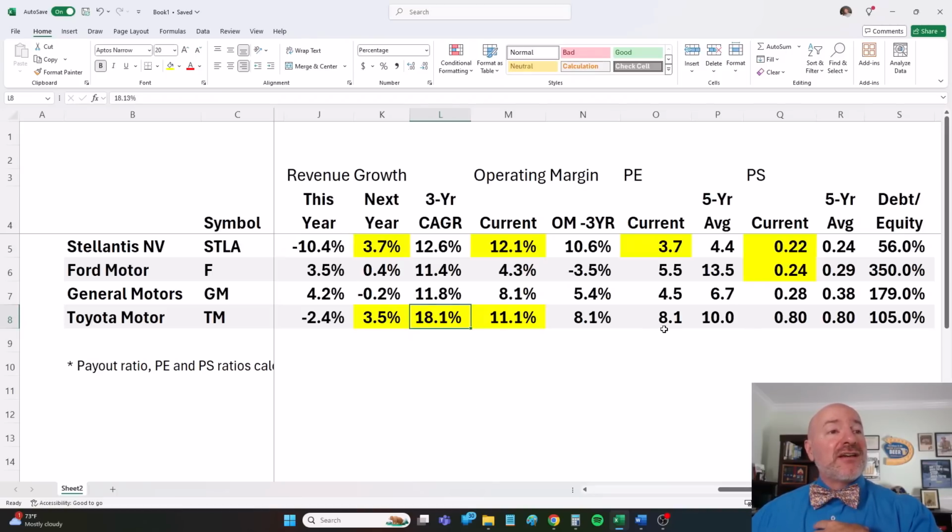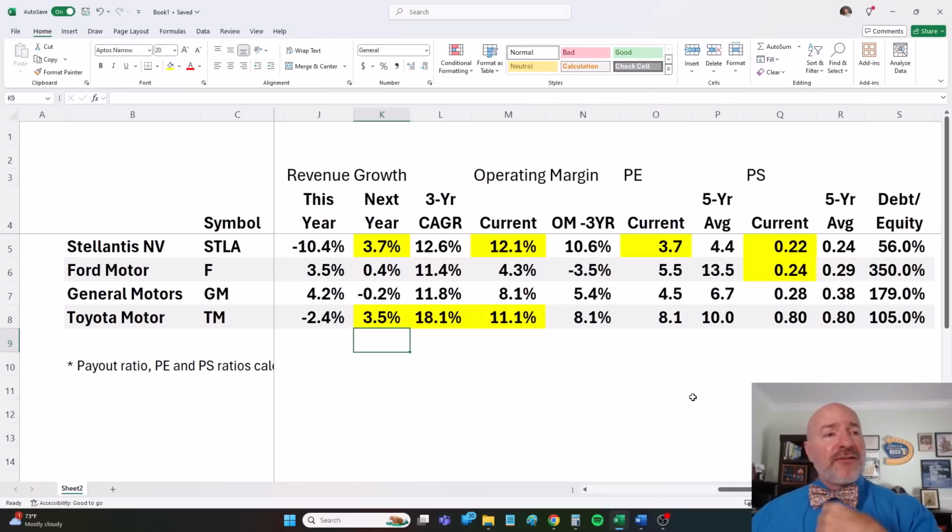grow into that valuation. If Toyota can continue to grow 18%, or even just 3.5% versus 0.4% for Ford or negative 0.2% for GM, if it can continue to outperform on that sales growth, it's going to be taking market share, and that stock is going to grow a lot faster than these others. So I'm not quite as concerned about valuation if I have to make a quick decision.